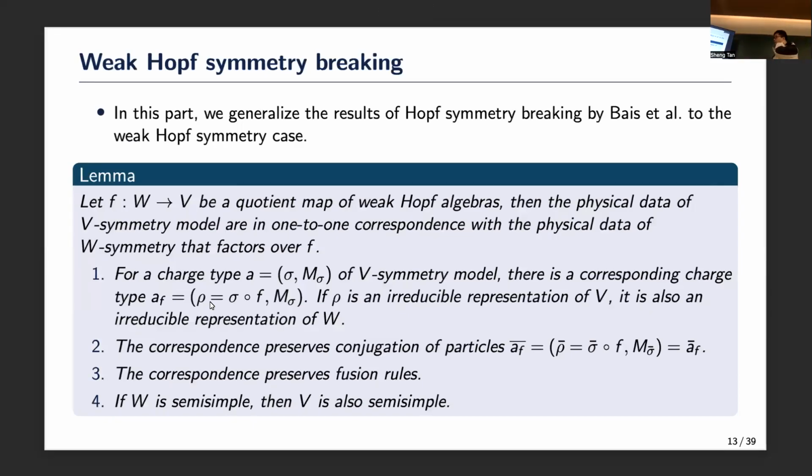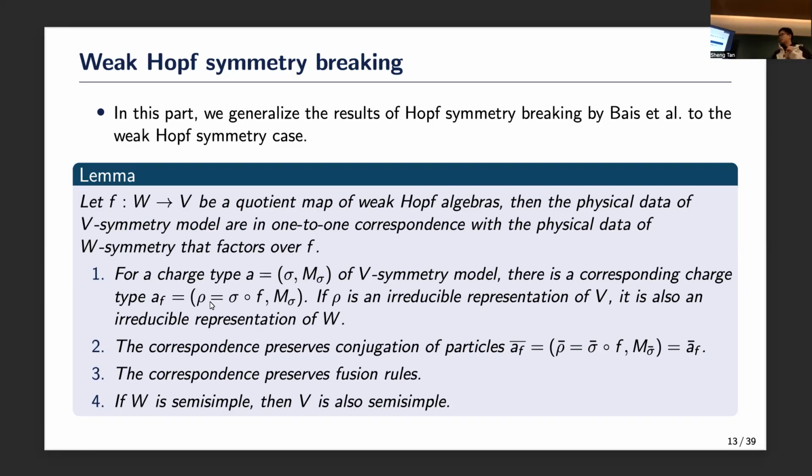So this time, we will generalize the result of Hopf symmetry breaking by and their co-authors to the weak Hopf symmetry case. And this is just kind of straightforward. But first, let's play with some linear algebra. Let F from W to V be a quotient map of weak Hopf algebras, meaning that F is a surjective map. Then the physical data of the V symmetry model are in one-to-one correspondence with the physical data of the W symmetry that factors over V.